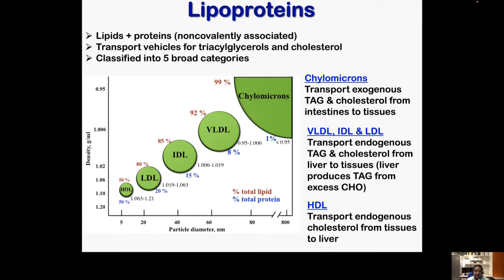So these are the five different classes of lipoproteins: chylomicrons, VLDL, IDL, LDL, and HDL. Chylomicrons transport exogenous TAG and cholesterol from our food, mainly from the intestine, to the tissues, and VLDL, IDL, and LDL transport endogenous TAG and cholesterol from the liver to the tissues. HDL transports endogenous cholesterol from the tissues to the liver.